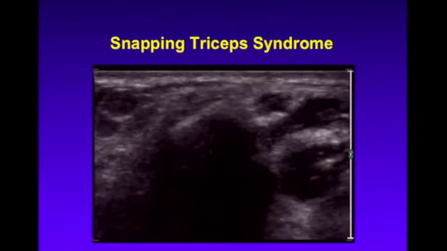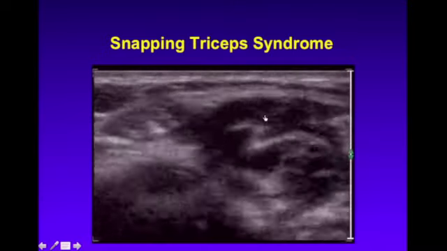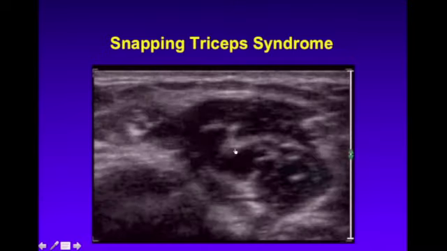Now, a mimicker that I just like to put in here, because this entity, if you miss it, the patient will be treated improperly, is called snapping triceps syndrome. In snapping triceps syndrome, not only does the ulnar nerve subluxate, but also the medial part of the triceps muscle also subluxates. So I'll play you a video. You're going to see first the ulnar nerve come over, and then with it comes the triceps.